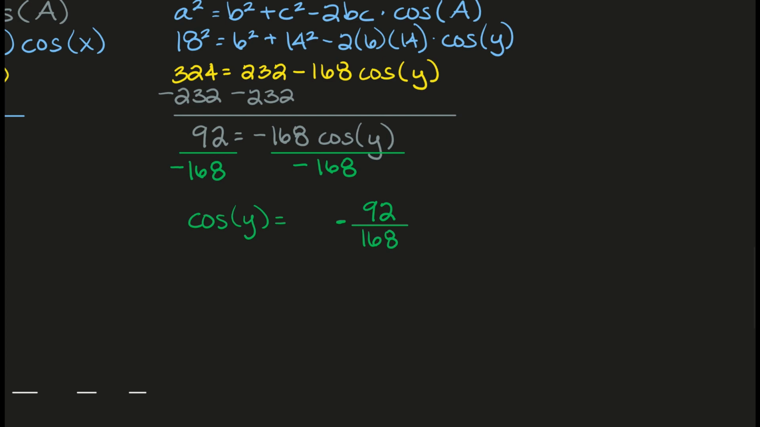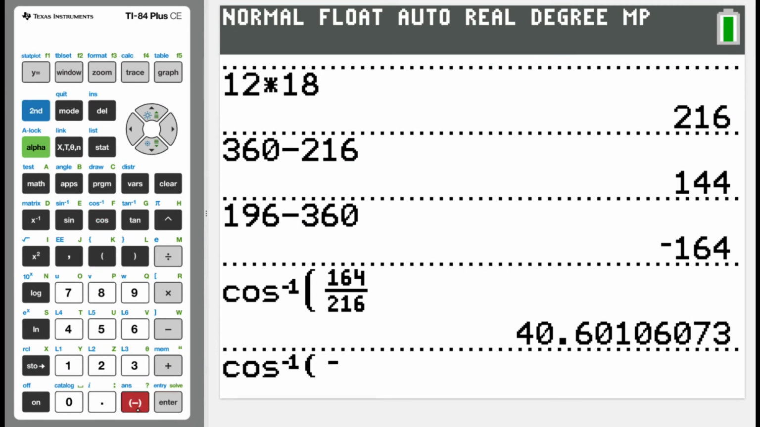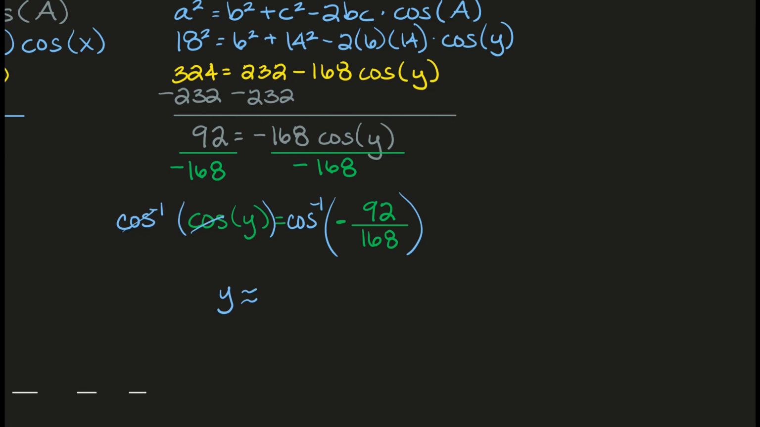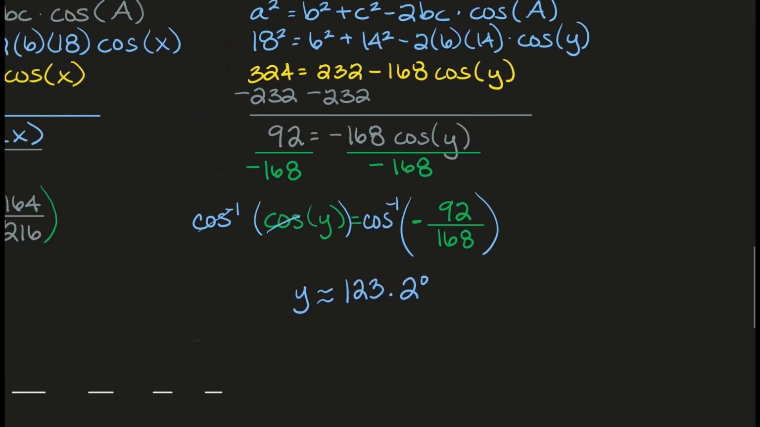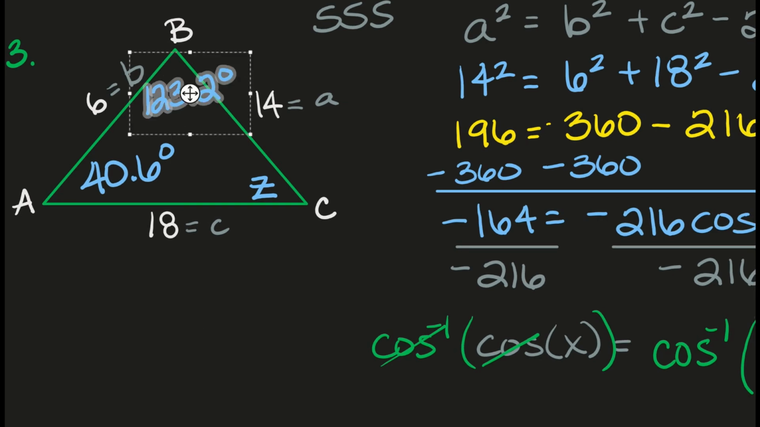So we know to eliminate this cosine here, we're going to have to multiply by the inverse. So I'll say inverse cosine and inverse cosine here as well. So here we're going to get y is approximately, and let's type this in on our calculator and see what we get. So we have negative 92 all over 168, and we get 123.2. So this is going to be the measure for angle B here, 123.2. So let's see if I can make this fit. There we go.